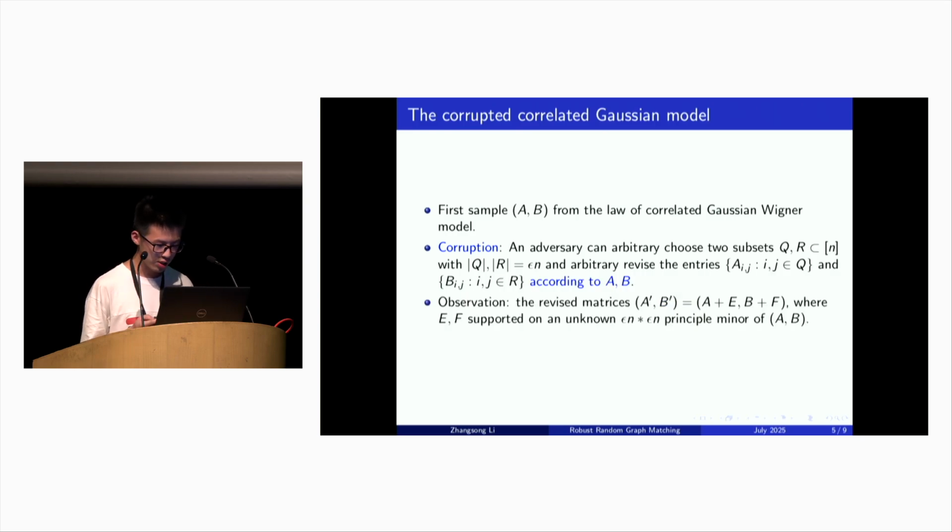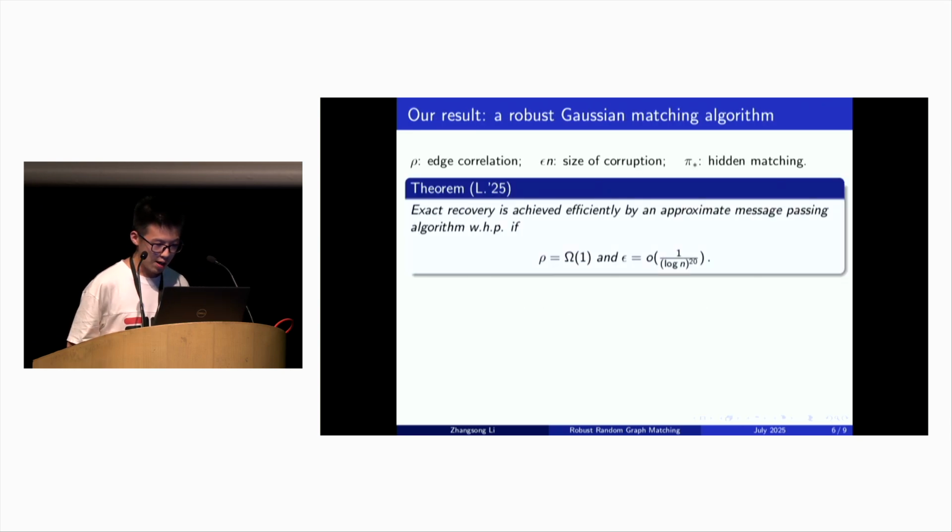Okay, so in this case, our observation is to revise the matrices A prime and B prime, and our result is as follows. Our result is that exact recovery is achieved efficiently by an approximate message passing algorithm with high probability, provided that the correlation rho is an arbitrary constant, and the fraction of the corruption epsilon is 1 over polylog. And here I just write down a sufficiently large constant, and I didn't try to optimize that.